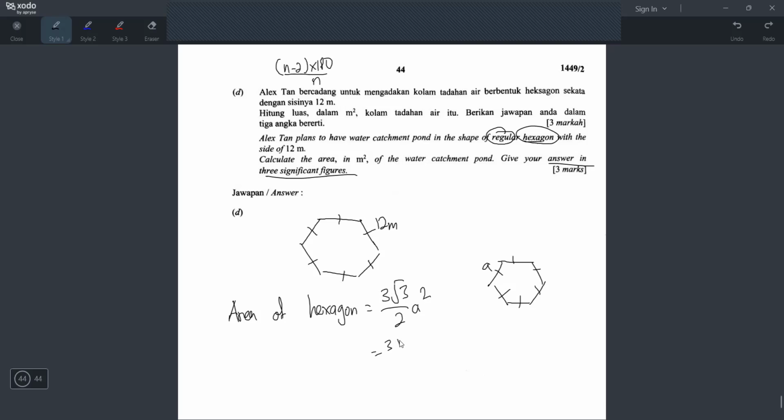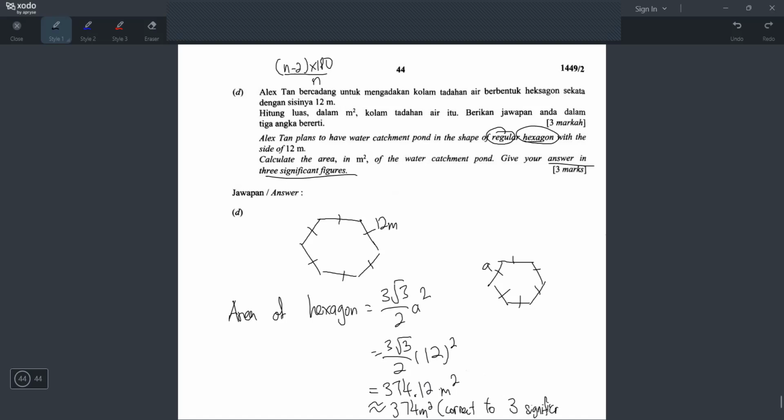So this is the fast way lah, by using this formula. 3 square root 3 over 2 a square, and the a is 12, right? So you straight away use calculator and then you get answer. 144 divide 2 times 3 times square root 3. My calculator gives me 374.12. And don't forget this is in meter square. But the question says 3 significant figures, right? So 1, 2, 3, and the next digit is less than 5, so 374 meter square. And I'll just write here, correct to 3 significant figures.